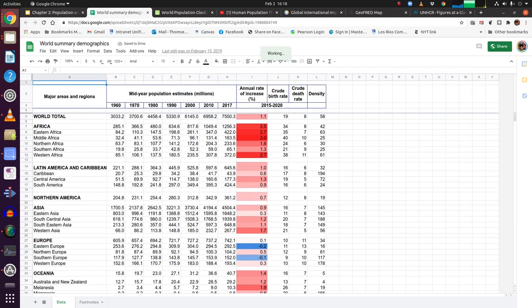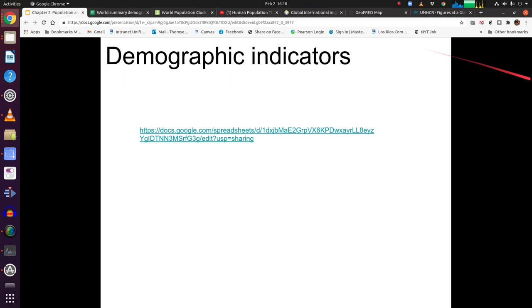Oh, yeah, the demographic indicators. So it's just broken down into continents and general regions, but you could take a look at mid-year estimates of population and then annual rate of increase, crude birth rate, crude death rate, and population density.